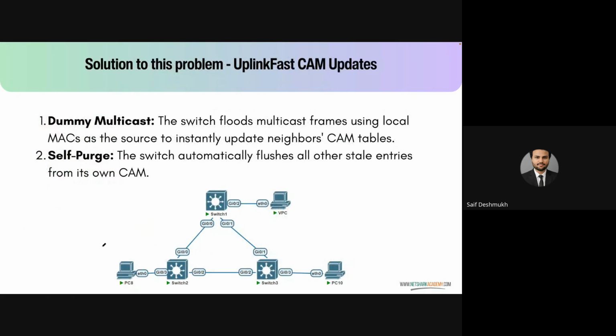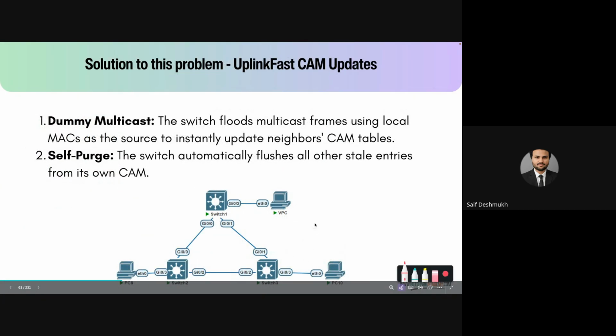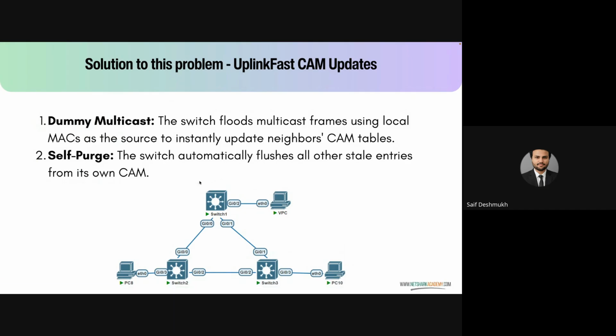To avoid even those 15 seconds, switch 3 does what? Switch 3 sends dummy multicast frames. And they don't use BPDUs for this case. They have a special type of frames they use here. The switch floods multicast frames using local MACs as the source to instantly update the neighbor's CAM address.